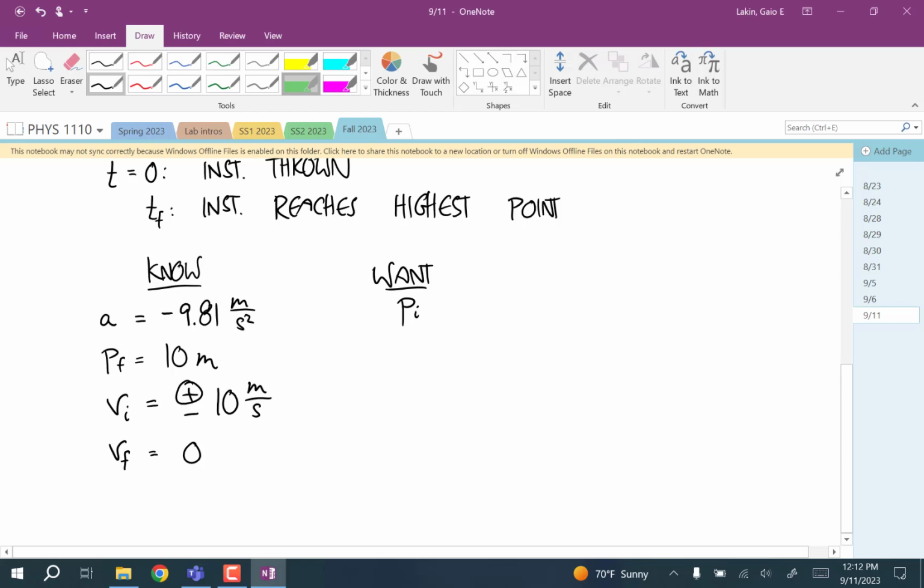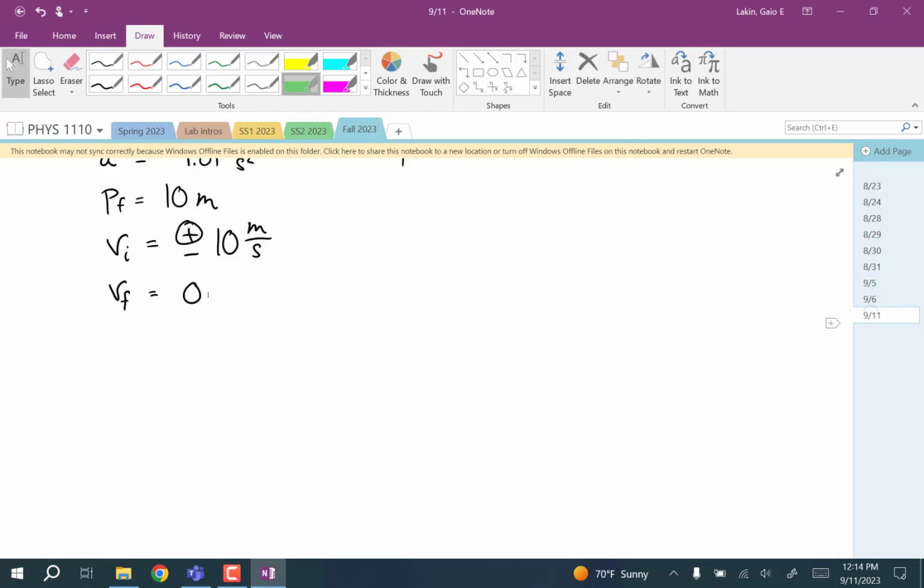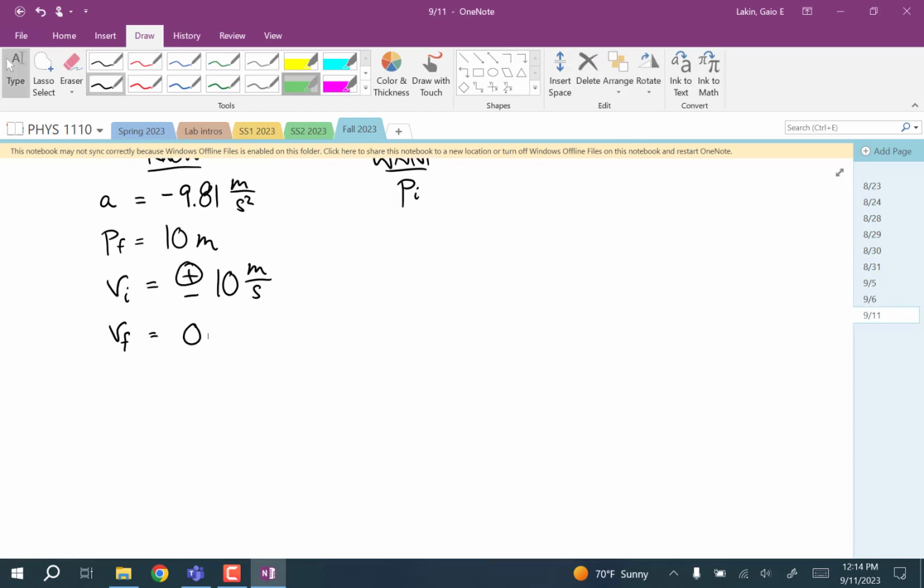Okay, so here's a complete list of what we know and what we're trying to find. Now take a couple minutes and see if you can find an equation that'll let you solve for PI and go through it and come up with an answer. Okay, well, the equation that is going to work here is this one, 2A times the quantity PF minus PI is equal to VF squared minus VI squared.